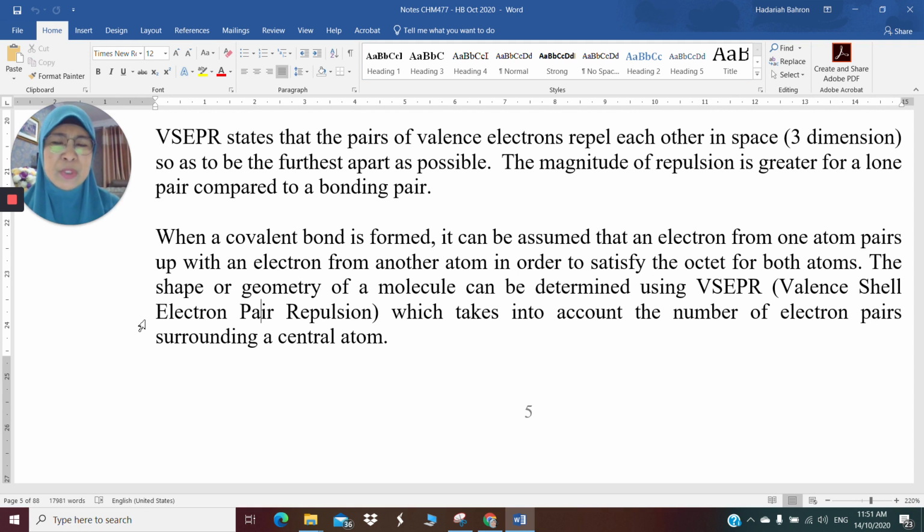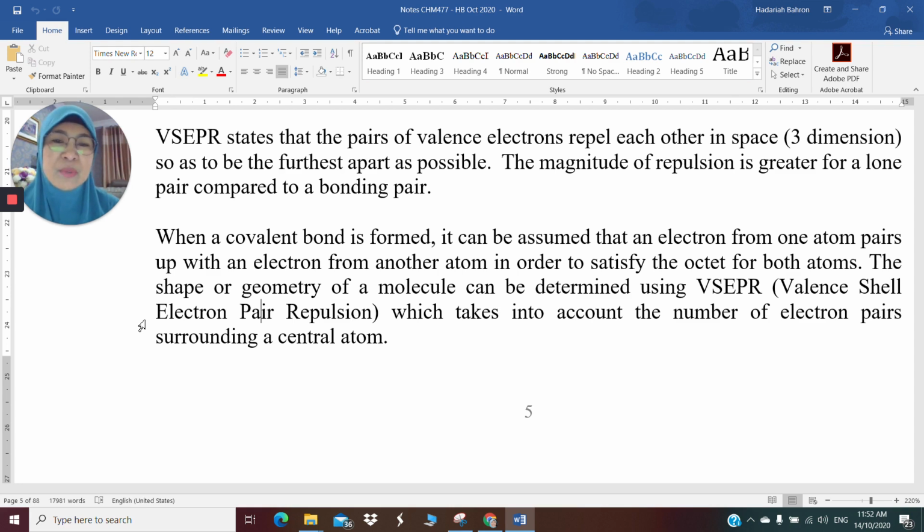A lone pair is a pair of electrons that is not used in bonding with another atom, whereas a bonding pair is a pair of electrons used to bond with another atom. Now, when a covalent bond is formed, it can be assumed that an electron from one atom pairs up with an electron from another atom to satisfy the octet for both atoms. This we learn in the octet rule. The shape or geometry of a molecule using VSEPR takes into account the number of electron pairs surrounding a central atom. Now have a look at this table.